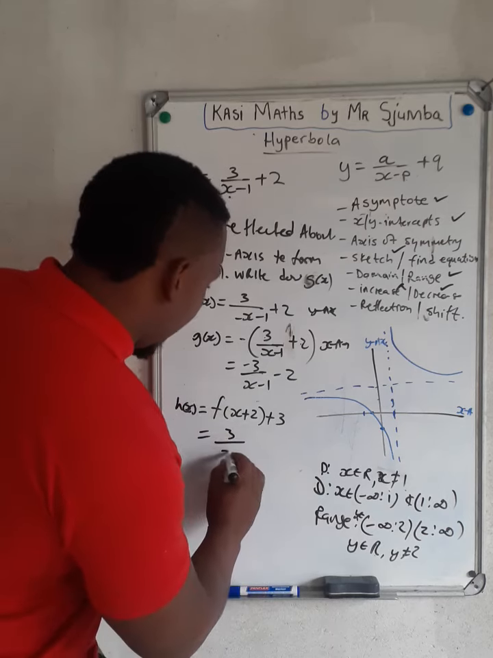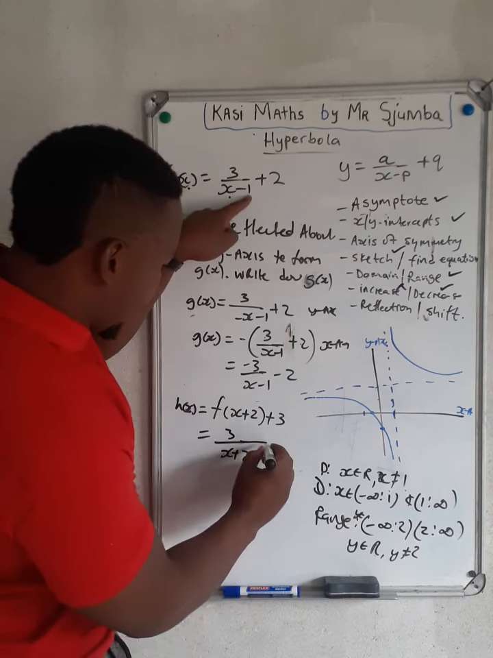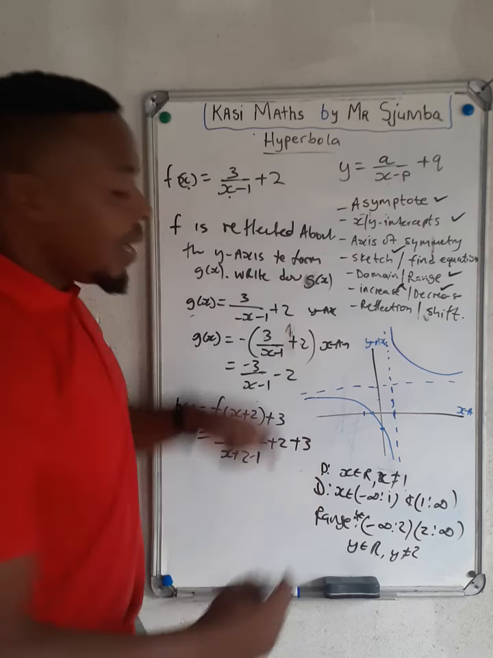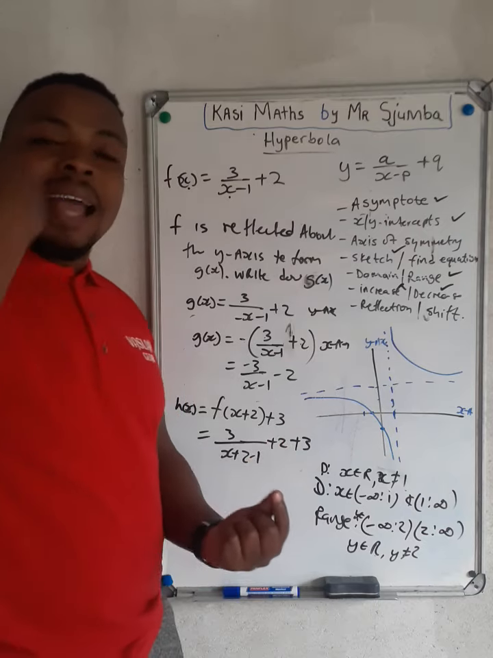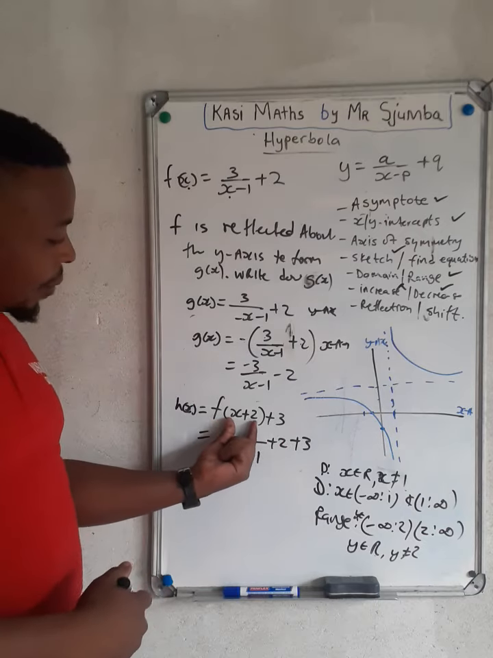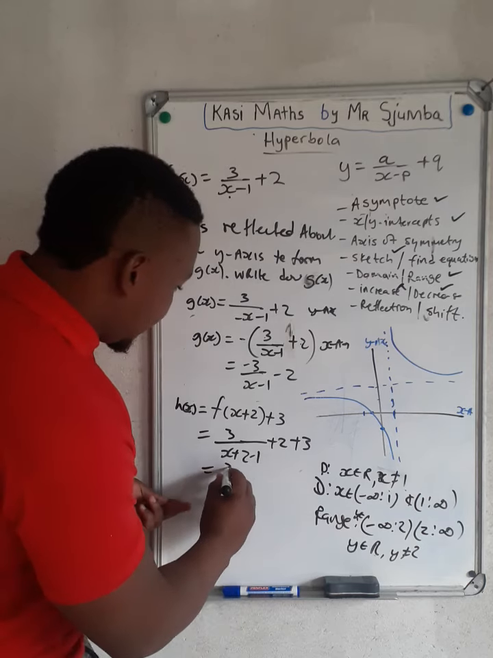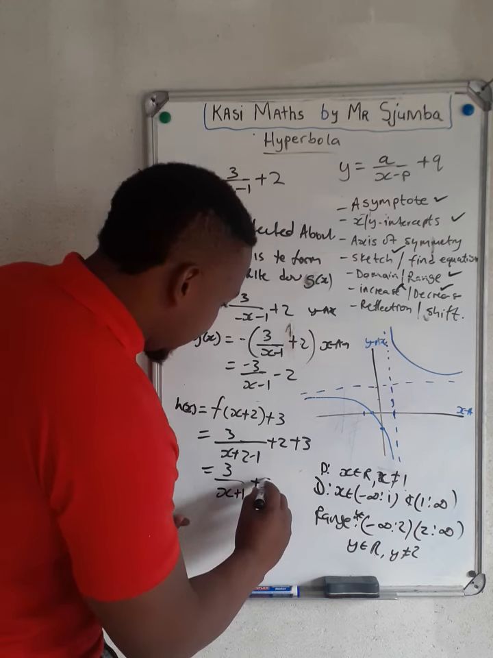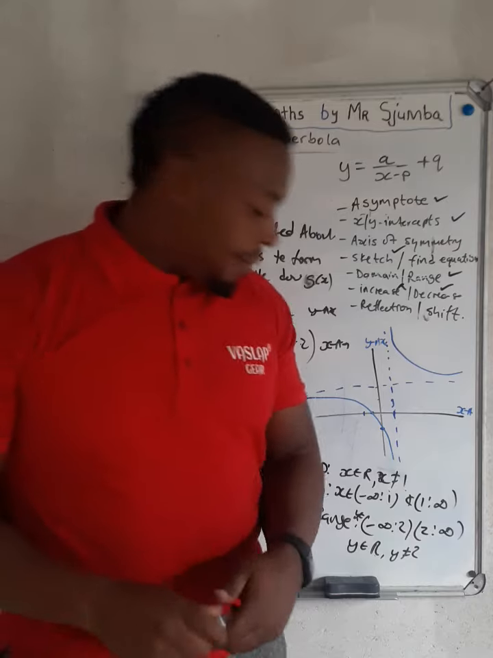So we have 3 over x plus 2, let's put the answer: x minus 1, minus 1 plus 2, plus 2, and then plus 3. So this is a vertical shift. If I have the number outside the bracket, it affects y. If it is inside the bracket, it affects x. Then we simplify: 3 over x plus 1, plus 5. So this is the new graph.